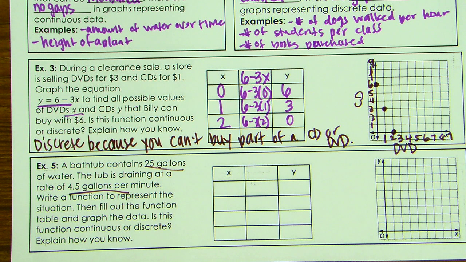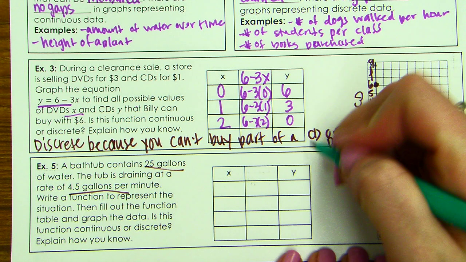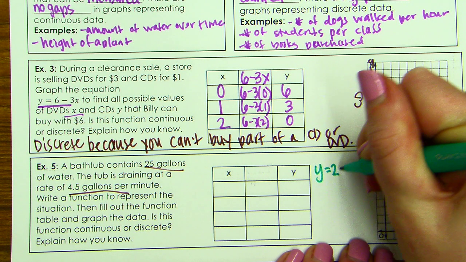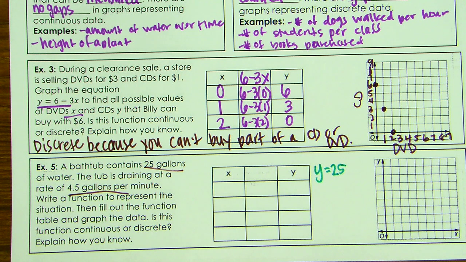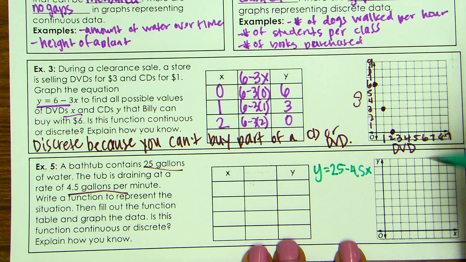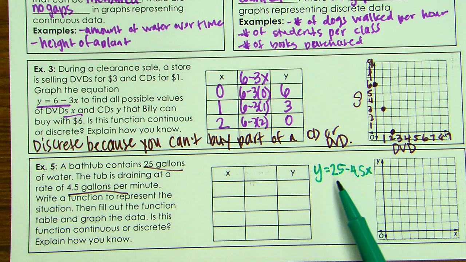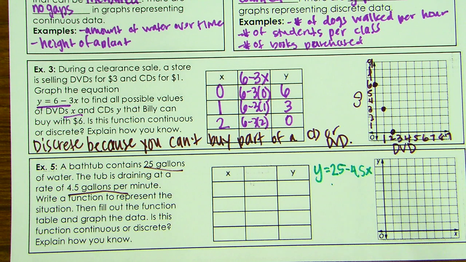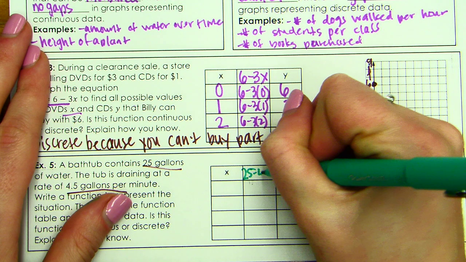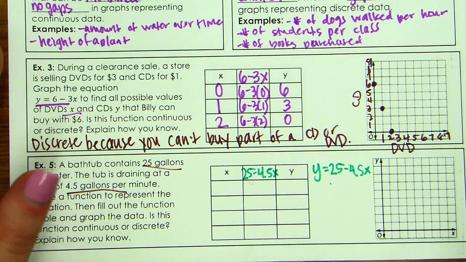Actually, we need to write an equation first. So y is the amount of water. We start with 25 gallons, and since it's draining, water's going out of the tub, so I'm going to subtract 4.5 gallons per minute. So we start with 25, and we're losing 4.5 gallons every minute. So that's my equation. Let's put the rule in here, 25 minus 4.5x.